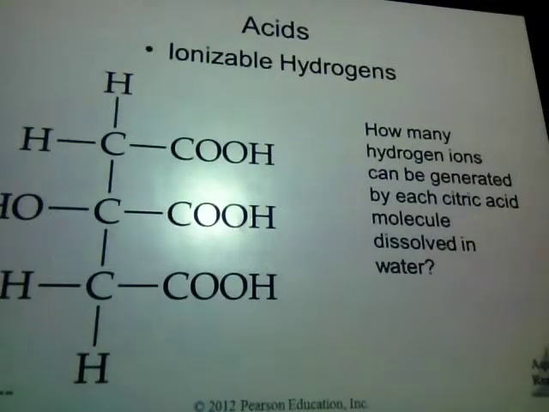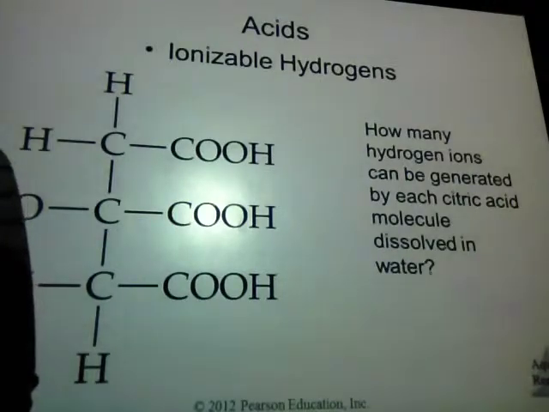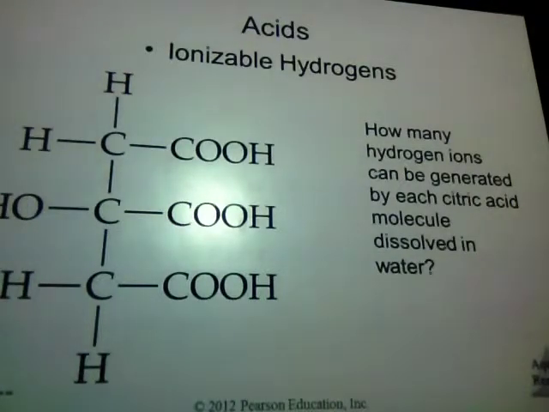And we know that acids have to have something called an ionizable hydrogen. Ionizable hydrogen just means the hydrogens that will be able to dissociate when they go into water, or when they're in that aqueous solution. So I want to see how many hydrogen ions could be generated by each citric acid molecule dissolved in water. Here's my molecule of citric acid, and I want to know how many ionizable hydrogens.